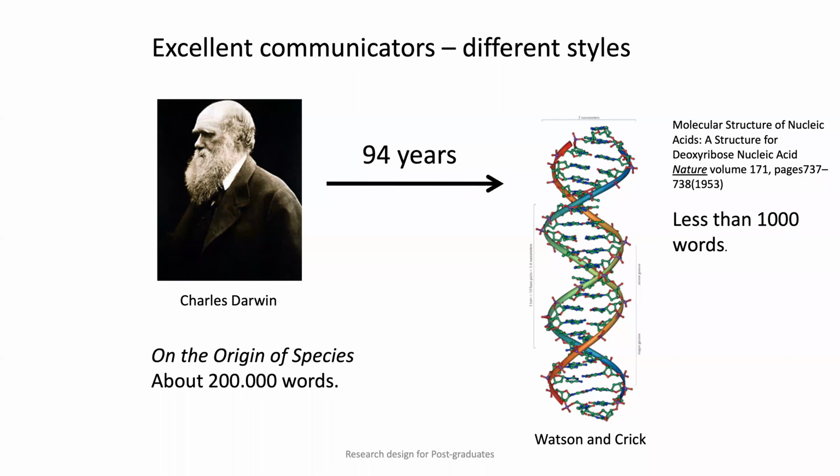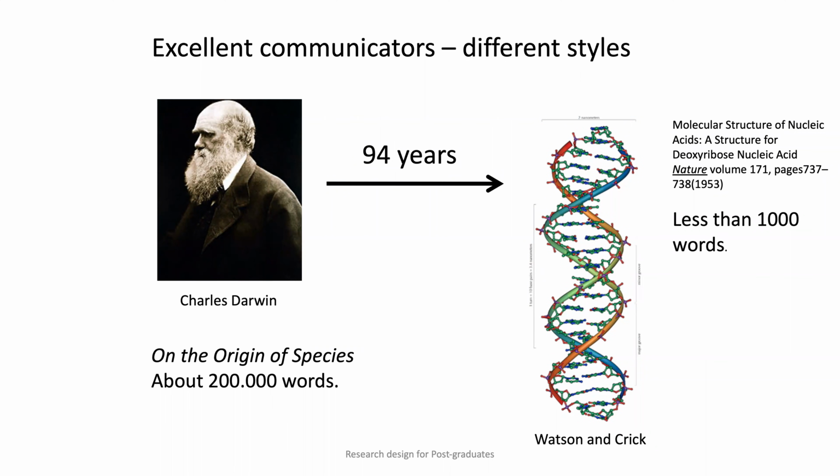Let's look at Charles Darwin, and let's look at Watson and Crick. In the case of Charles Darwin, his book on the origin of species was a volume of about 200,000 words. You can imagine what that would be today if you were asked to write an essay. And 94 years later, Watson and Crick discovered the double helix of our DNA molecule. And they managed to put their original thoughts and their first thoughts together in less than 1,000 words. It's not even one page.